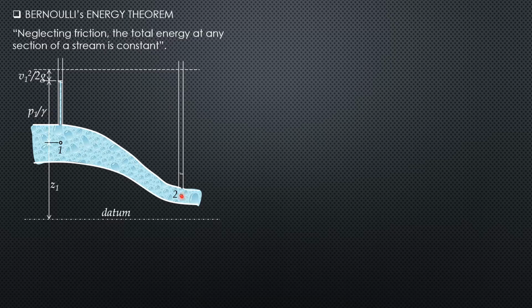Then at point 2, we have z2. Because of pressure, the liquid will rise there. So this is z sub 2. Then we have pressure at 2, pressure head at 2, then velocity head at point 2. So notice that the pressure at the bigger section is higher than that at the smaller section.